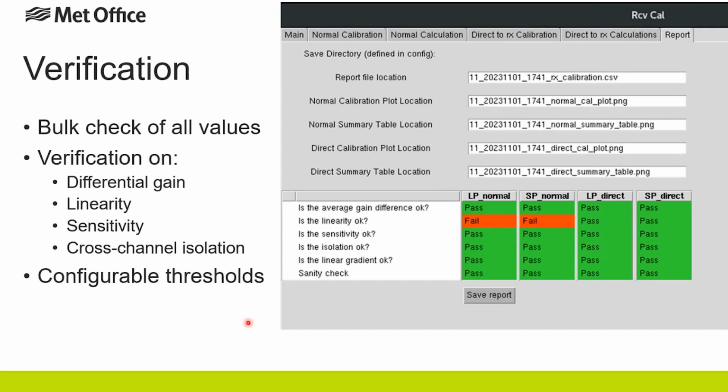These thresholds for the verification are also configurable. So that's something that we hope to do in future, narrow that down to make sure that the verification is only failing when action is required.